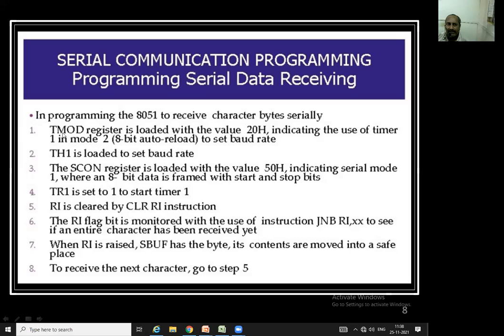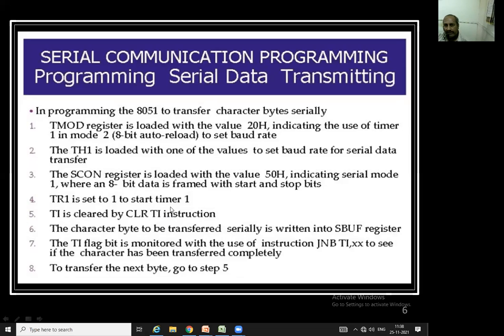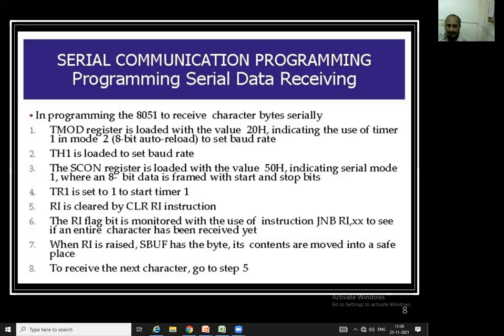बाकी सगळं सेम आहे. That is, TMOD register loaded with 20H. TH1 is loaded with baud rate. So now what is this baud rate? We will see. Third step, SCON register 50H. तुम्ही जर पाठीमागे बघितलं तर same it is written here. This is for transmission. This is for reception.